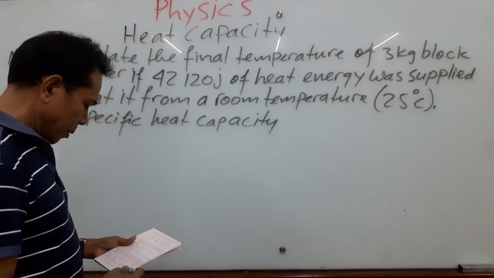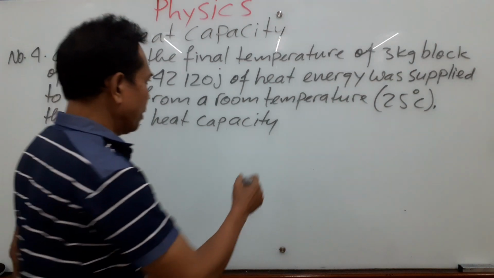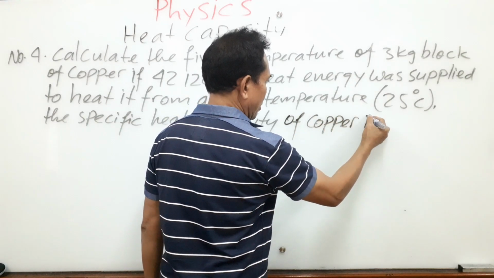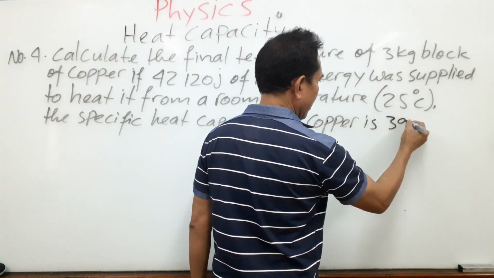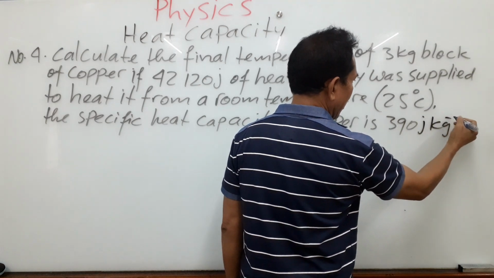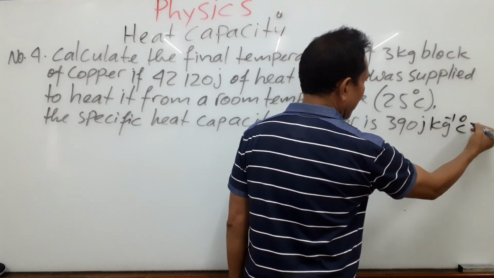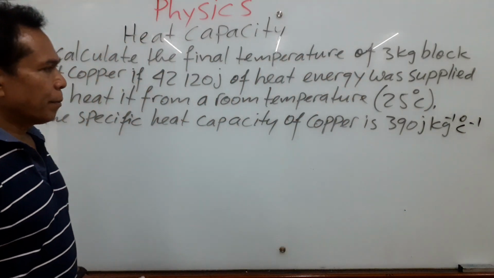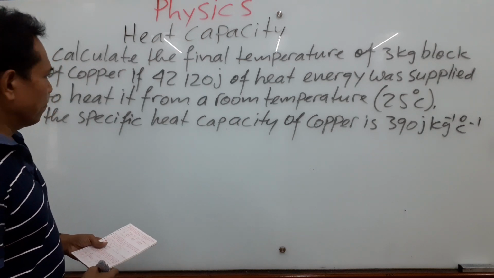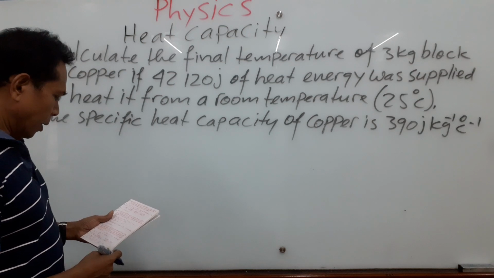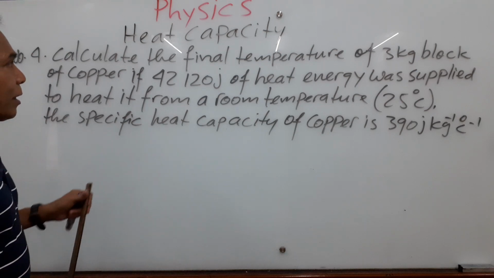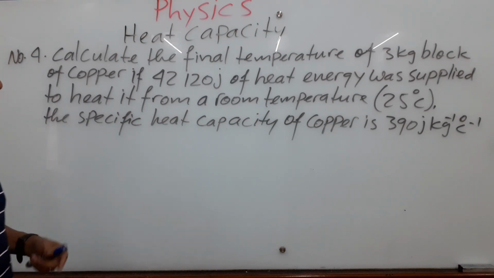The specific heat capacity of copper is 390 joule kg power minus 1 degrees Celsius power minus 1. Okay, that's the question. So I read this question, and then we discuss together.